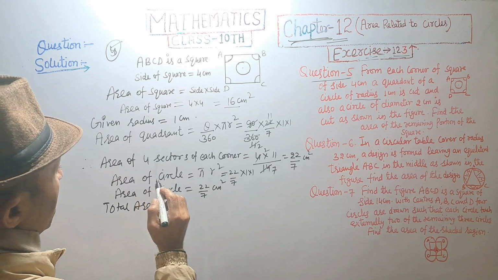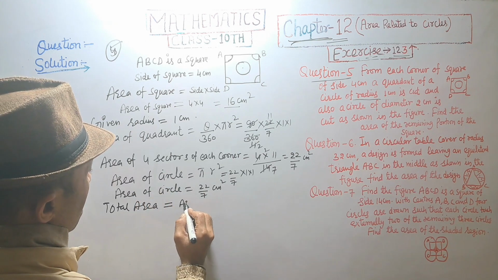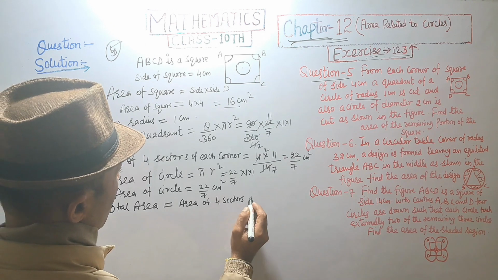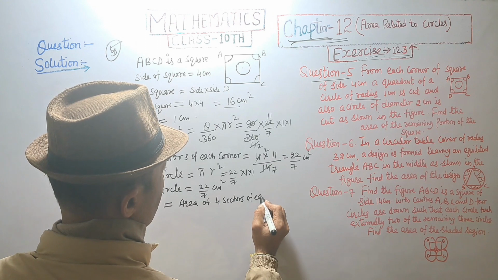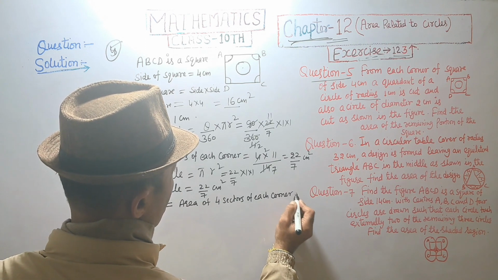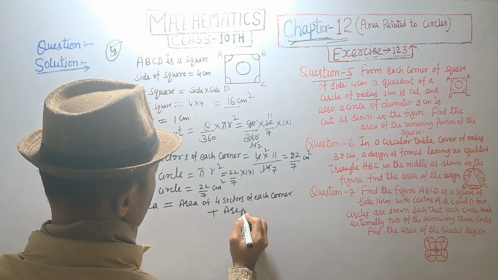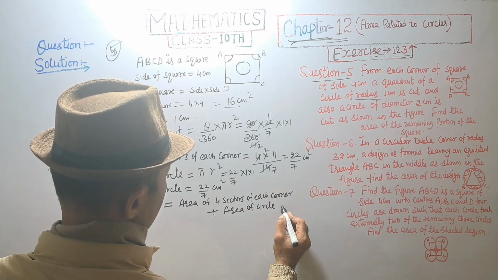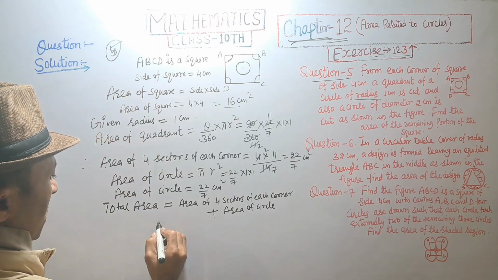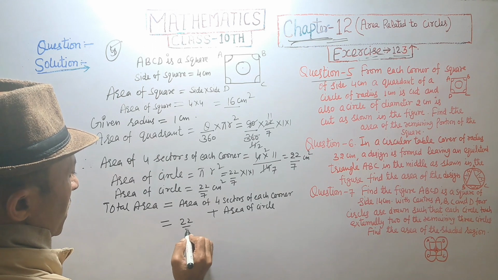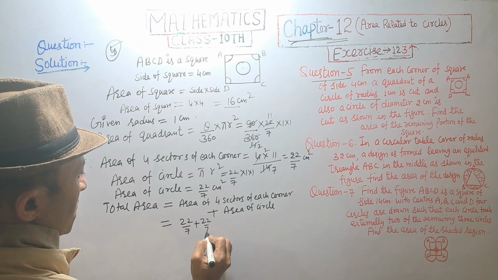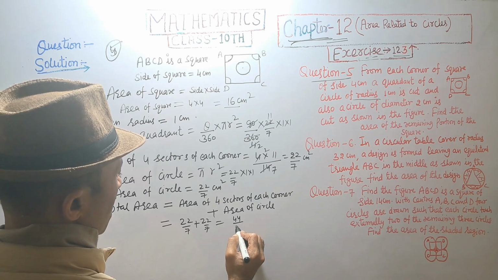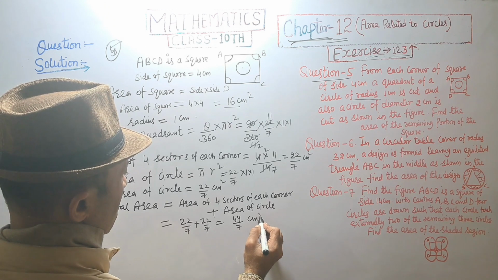Total area is equal to area of 4 sectors of each corner plus area of circle. That is equal to 22 upon 7 plus 22 upon 7, which is equal to 44 upon 7 centimeter square.